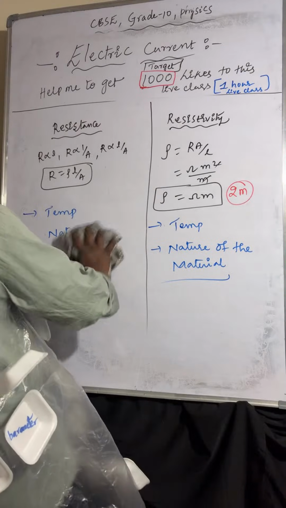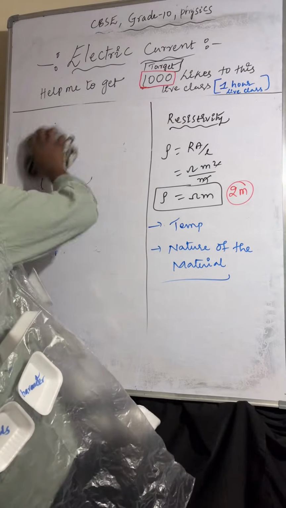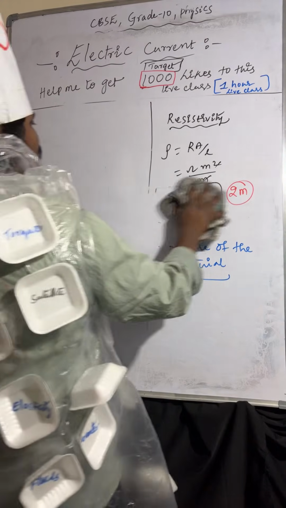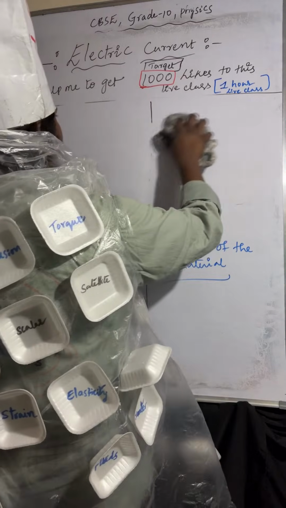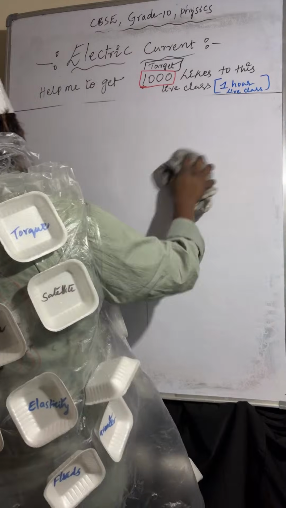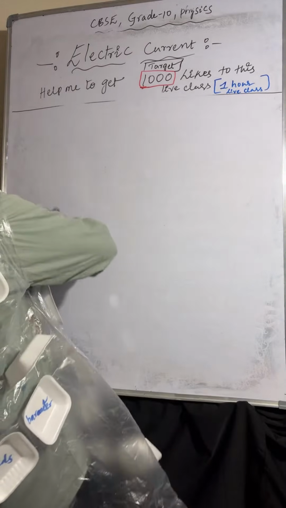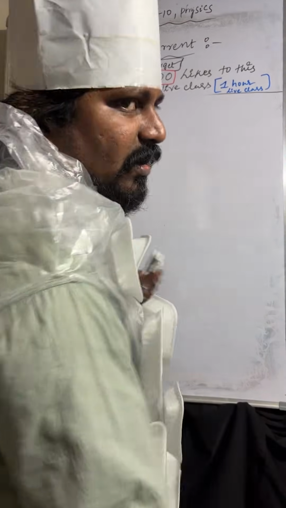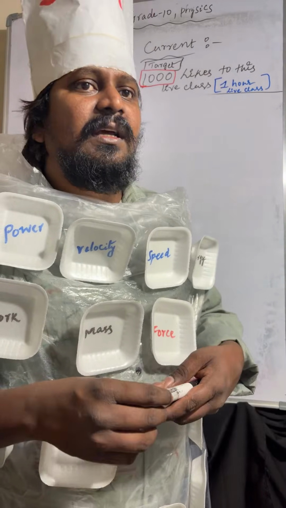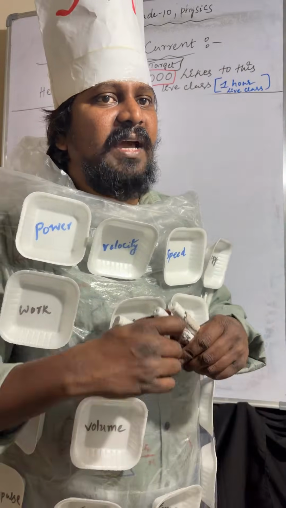So that is about resistance and resistivity. And coming to the next one, resistors connected in series combination. Next one, resistors connected in parallel combination.